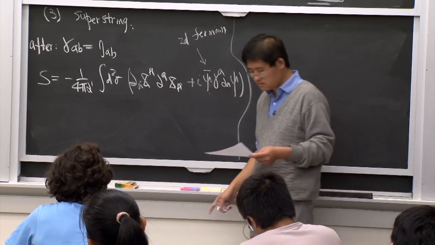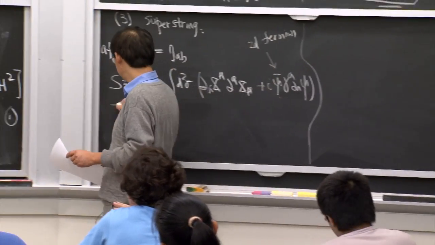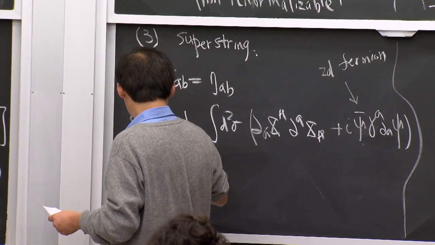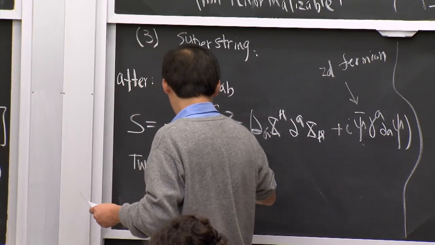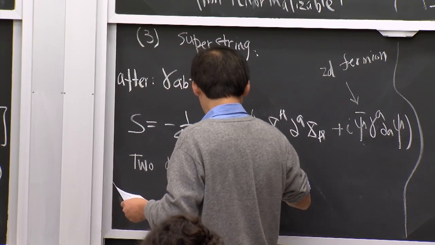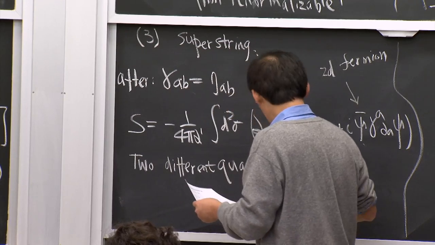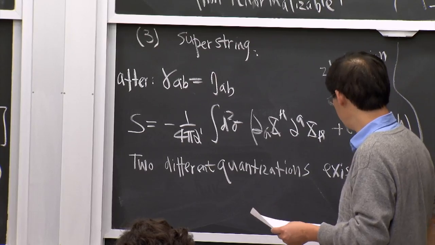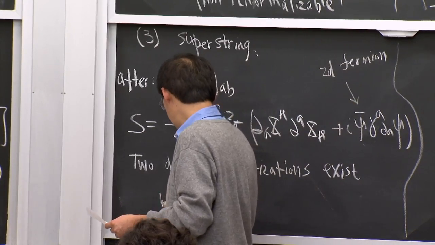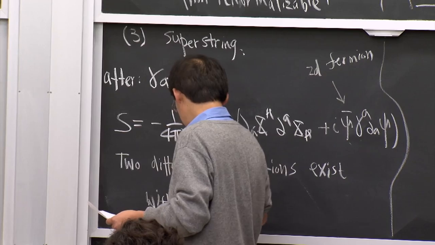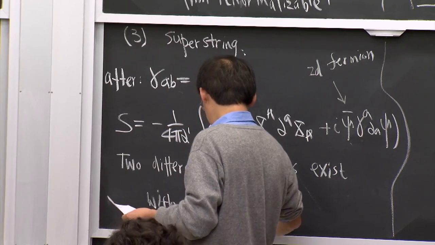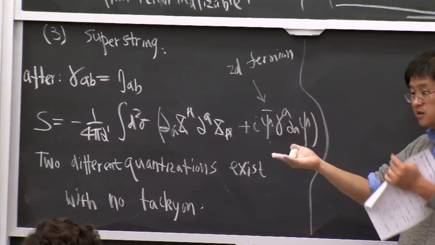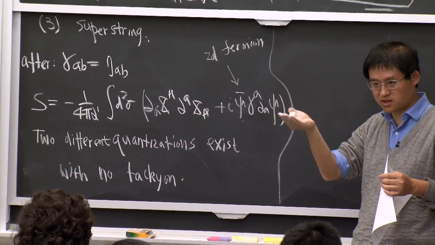It turns out, when you do that, there are actually two different quantization schemes, quantization procedures. Two different quantizations exist. So when you add these fermions, with no tachyon, you actually can get rid of the tachyon by including these fermions. Okay. So then the lowest mode is just your massless mode.